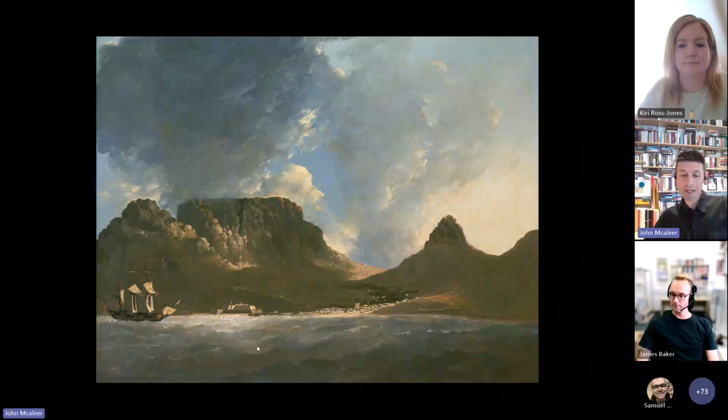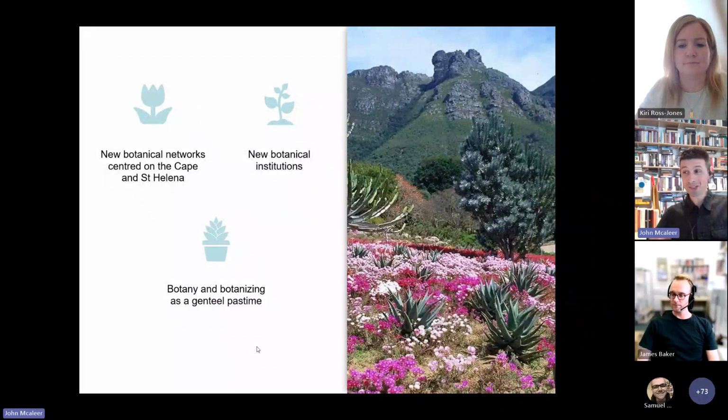So in the very brief time allocated to us, I want to touch on these three themes, which I hope combine to give us a sense of the ways in which botanical networks and institutions were nurtured, if you forgive the pun, in this part of the world.